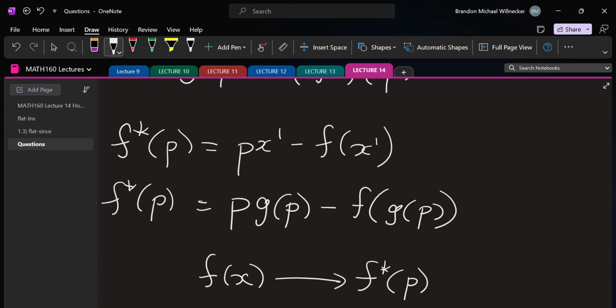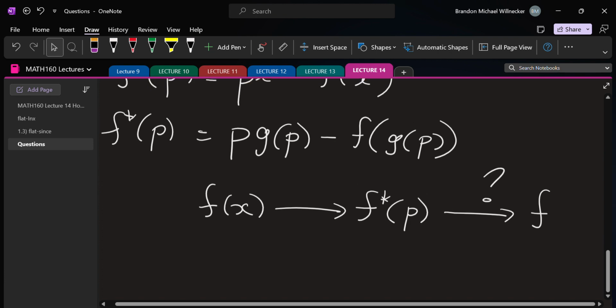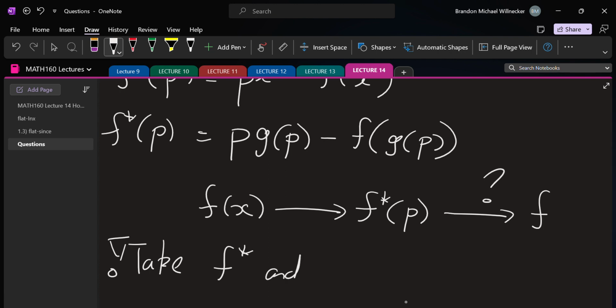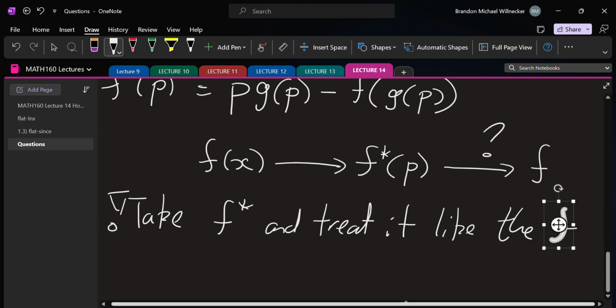Now, what is the proof trying to show? If we do this again, we get back to f. So from here, we need to get back to f. Can we show that? What we're going to do is take this function f star and treat it like the f from the beginning.